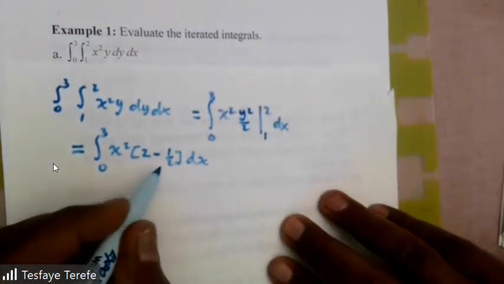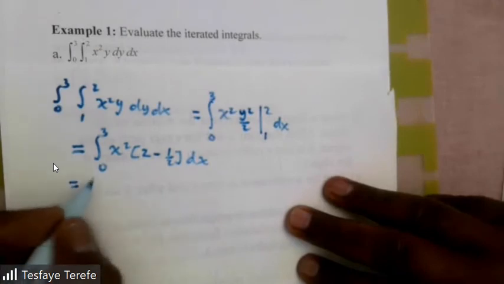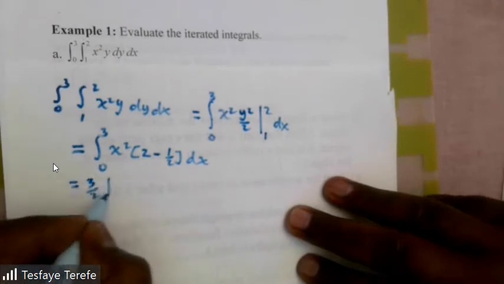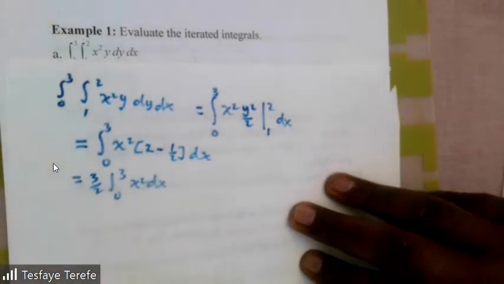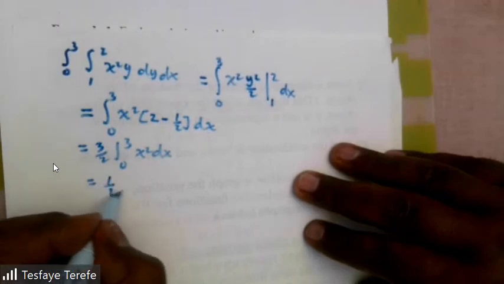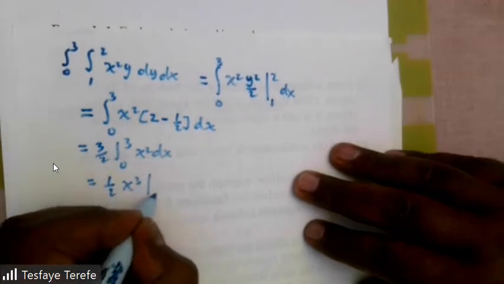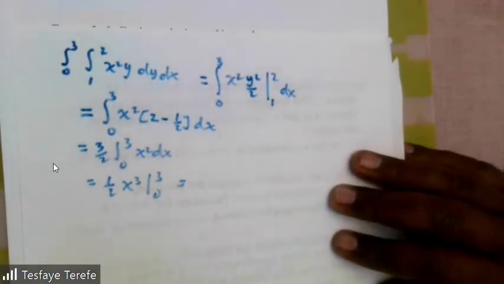All right. So you have 3 halves. That is constant. Of course, this is going to be 3 halves times x cubed over 3, integral from 0 to 3, and that is 27 over 2.